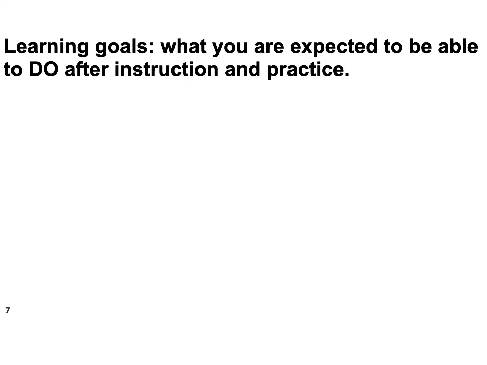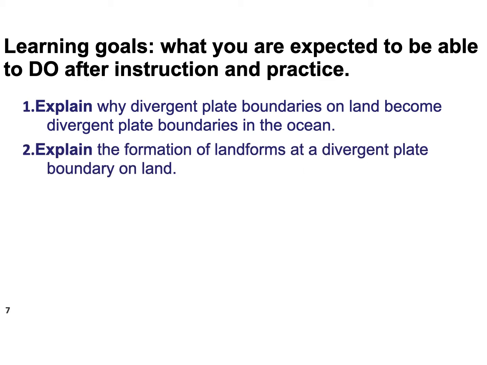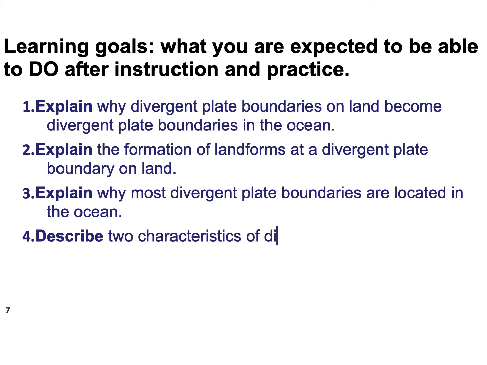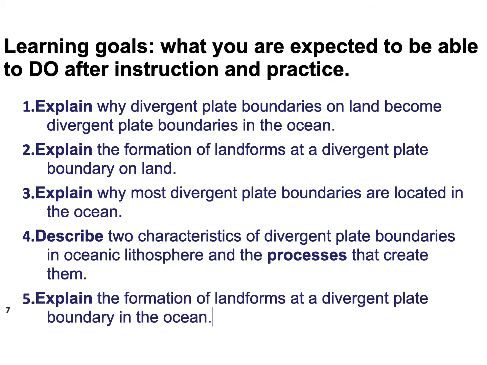So what you need to be able to do after practicing and studying and hopefully working your way through this tutorial is you'll need to be able to explain why divergent plate boundaries on land become divergent plate boundaries in the ocean. Explain the formation of landforms at a divergent plate boundary on land, so on a continent. Explain why most divergent plate boundaries are located in the ocean, so in oceanic or ocean crust. Describe two characteristics of divergent plate boundaries in oceanic lithosphere, so in the ocean, and the processes that create them. Explain the formation of landforms at a divergent plate boundary in the ocean.